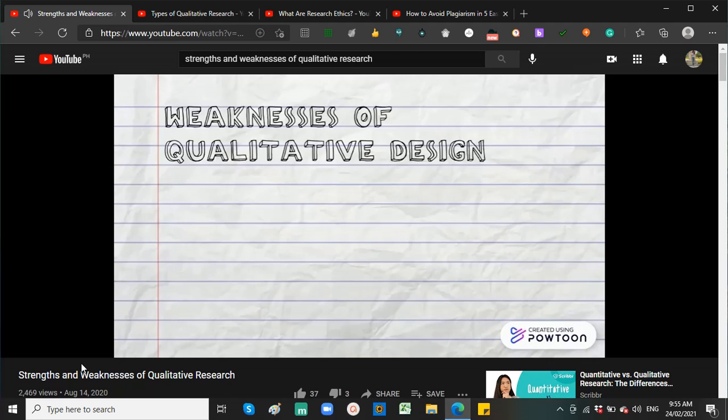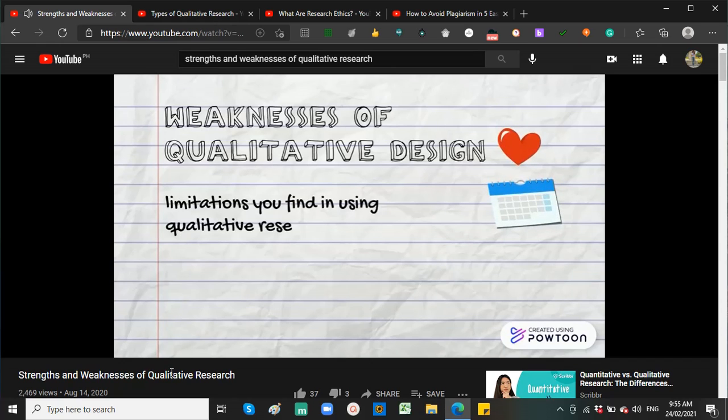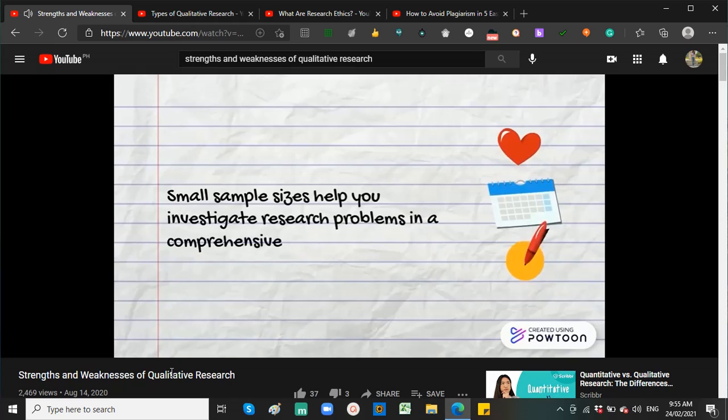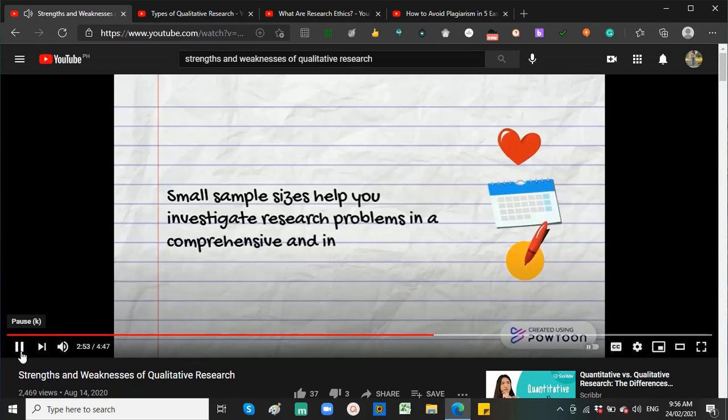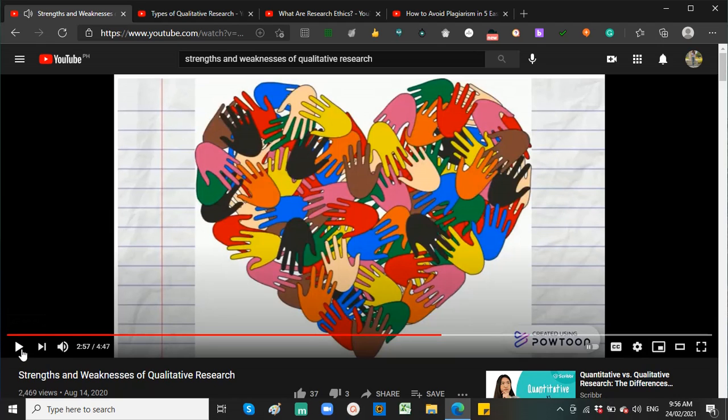How about the weaknesses of qualitative design? Actually, most of the limitations you find in using qualitative research techniques also reflect their inherent strengths. For example, small sample sizes help you investigate research problems in a comprehensive and in-depth manner. However, small sample sizes undermine opportunities to draw useful generalizations from or to make broad policy recommendations based upon the findings. Additionally, as the primary instrument of investigation, qualitative researchers are often embedded in the cultures and experiences of others. However, cultural embeddedness increases the opportunity for bias to enter into the way data is gathered, interpreted, and reported.